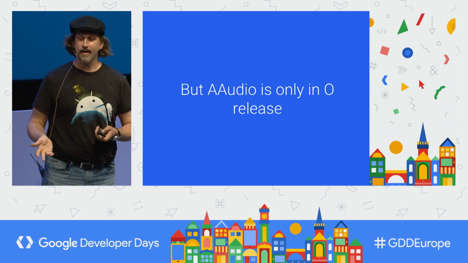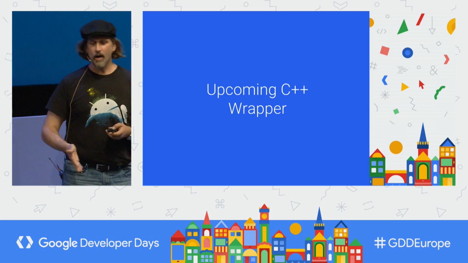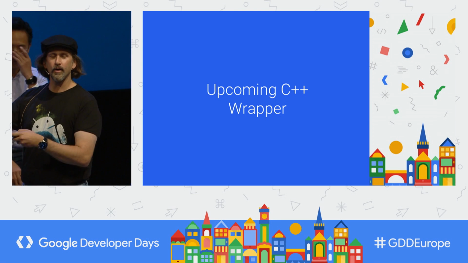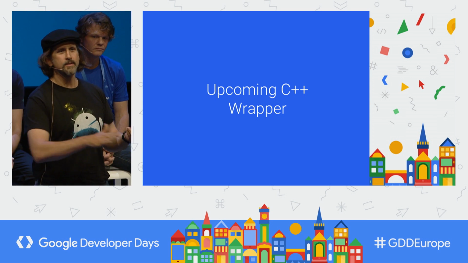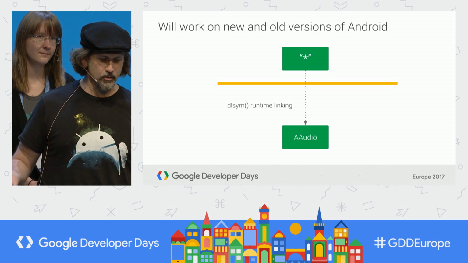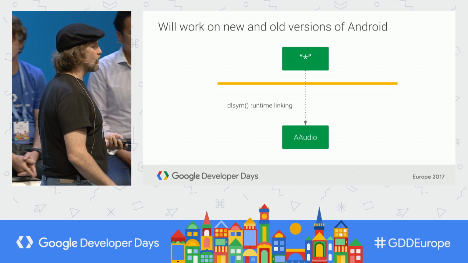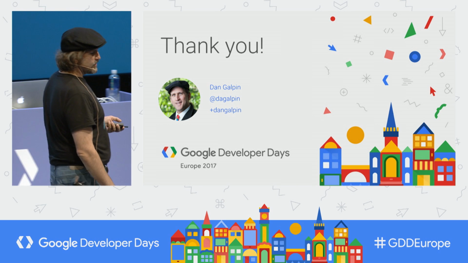And so the good news we have for that is that we're actually working on a C++ wrapper. And this wrapper is not only going to be able to target Android O and AAudio, but it's actually going to work on older Android platforms as well. And so you'll actually be able to use this new simplified interface, in some ways almost easier because it's C++, on both older and newer versions of Android. So pretty cool. It's going to have similar concepts. It's going to use dlsym runtime linking to talk to AAudio, or it's going to have a back end that talks to OpenSL ES. So cool, and that's it.